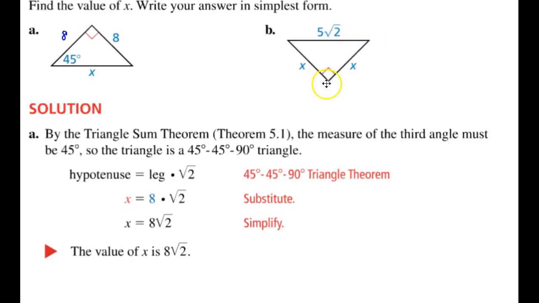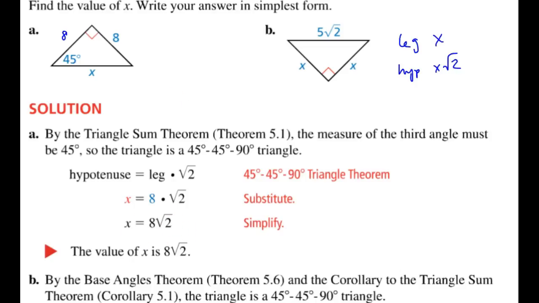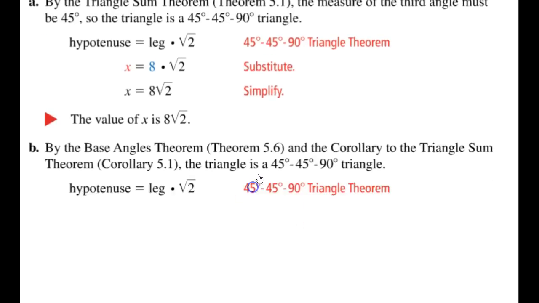B, I see that both of these legs are the same length, so I know then it is a 45, 45, 90 triangle because my legs are the same length. And in that 45, 45, 90 triangle, I know that the leg is going to be x, and I know the hypotenuse is going to be x times the square root of 2. So now I can rewrite those and simplify from what I have. Okay? So I know that the hypotenuse equals the leg times the square root of 2. Well, I know the hypotenuse was 5 times the square root of 2.